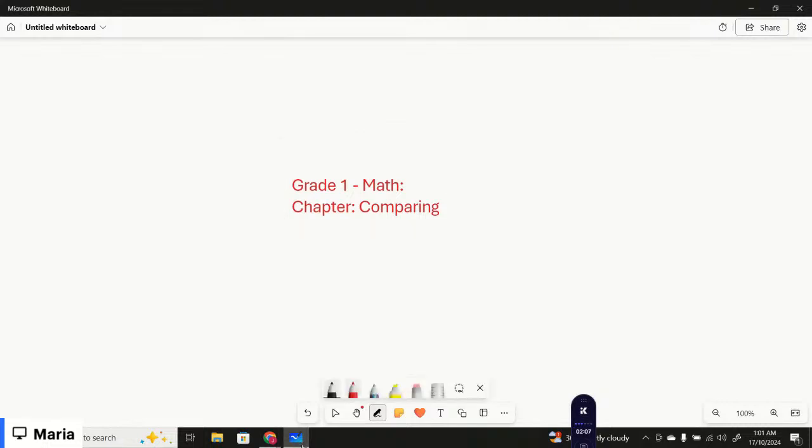We are here for grade 1 math. You can find all the lessons on aplusstudents.com. You have to log in there using your email address and password as provided by the administrator. Then you have to select math.